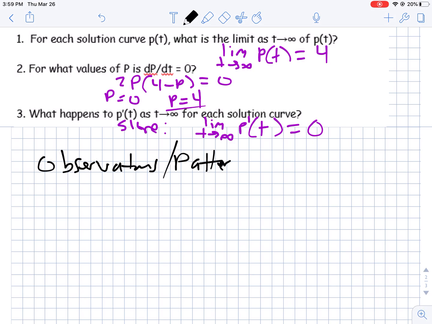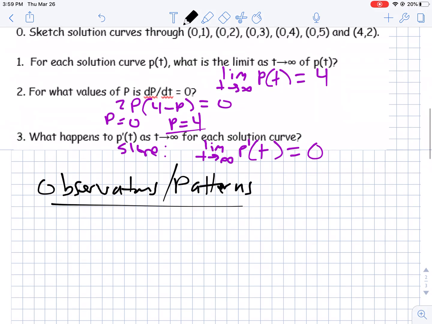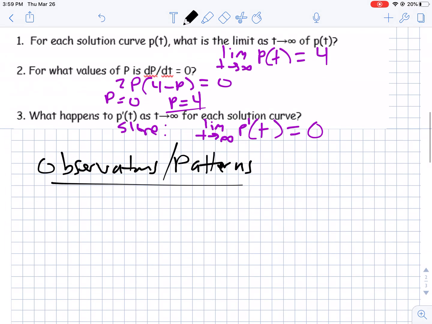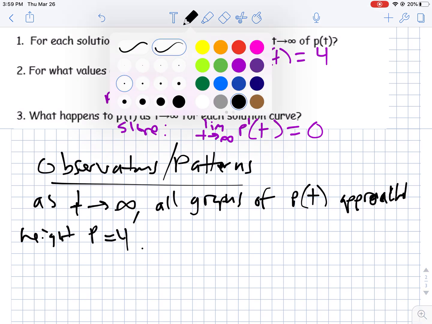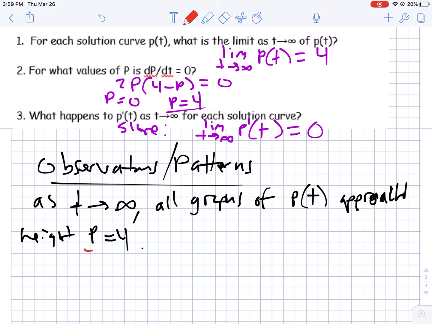So what we saw as we worked through this, and if this were in class, I would have had you draw these solution curves and fill it out yourself, is that as t goes to infinity, all the graphs of p of t approached a height of p equals 4. Now this p equals 4 is what's called, in your environmental science class, a carrying capacity.